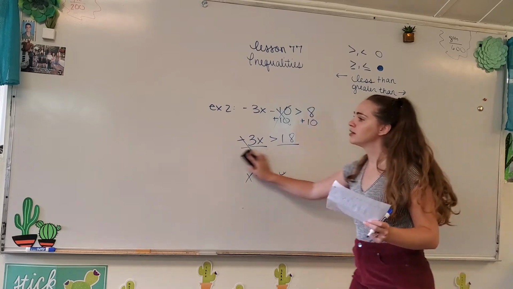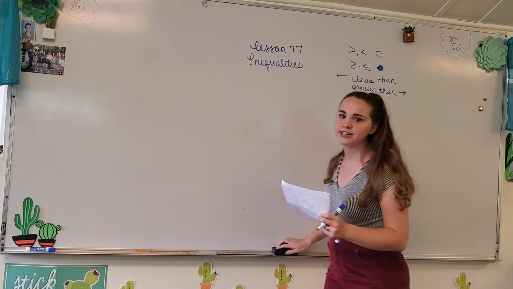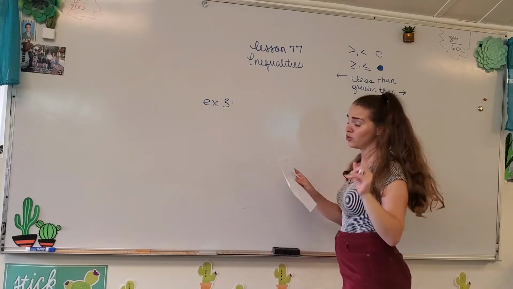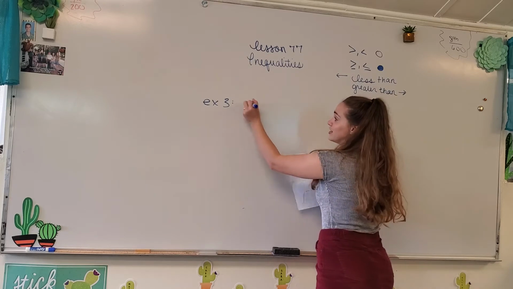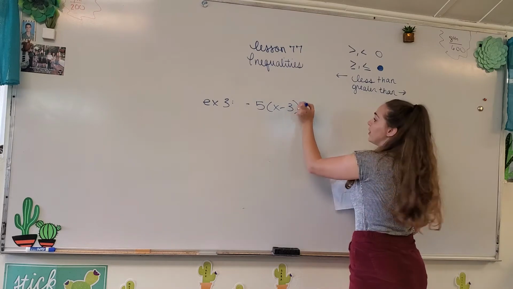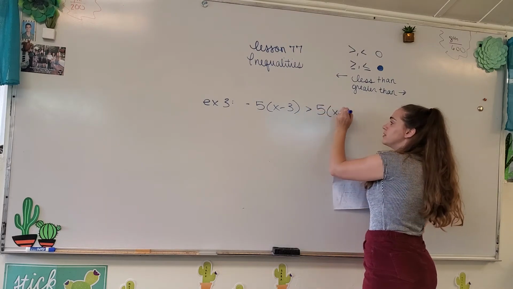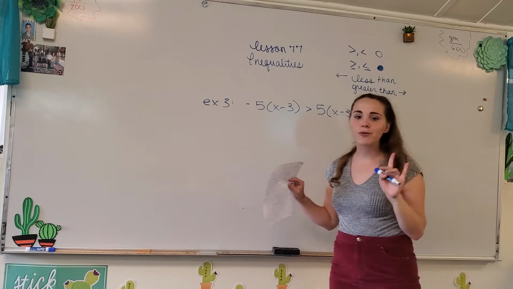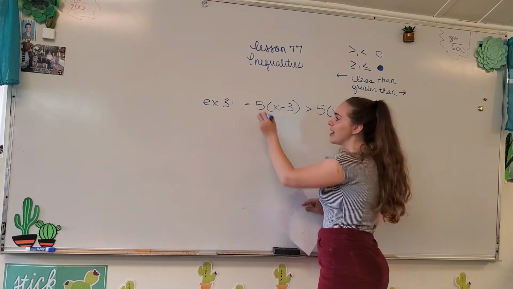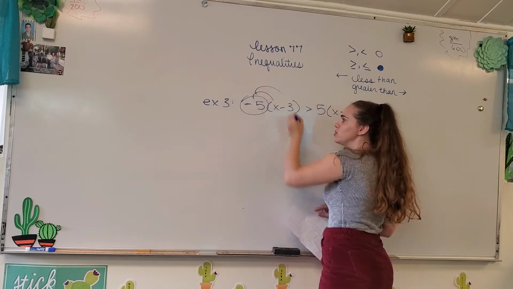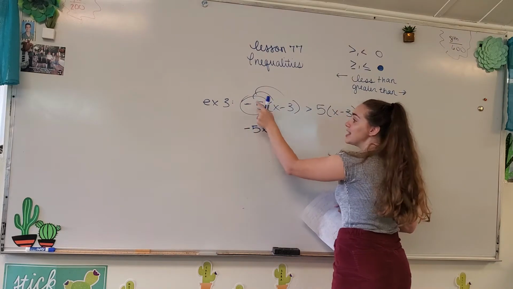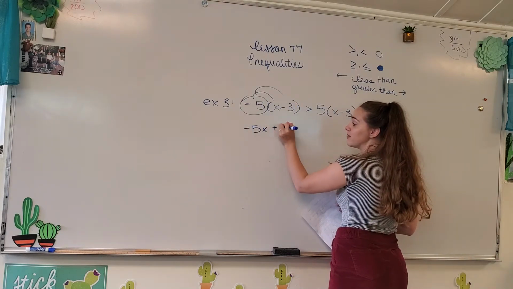Example 3. This is going to be some distributive property stuff, which I really think you guys are getting good at. I'm just going to say that and hope for the best. Is this less than as well? Greater than. Now, with distributive property, remember the sign goes with the term. So this is not a 5, it's a -5, and when you multiply, you take the negative with you. So -5 times x is -5x, and -5 times -3 is +15.